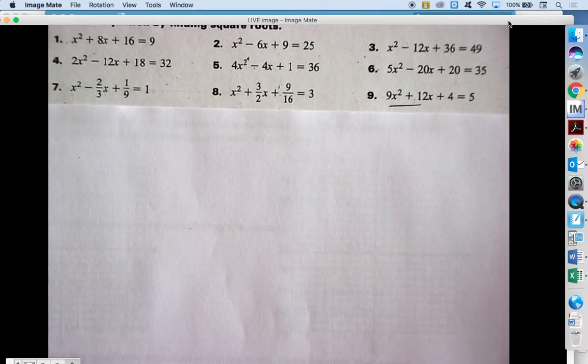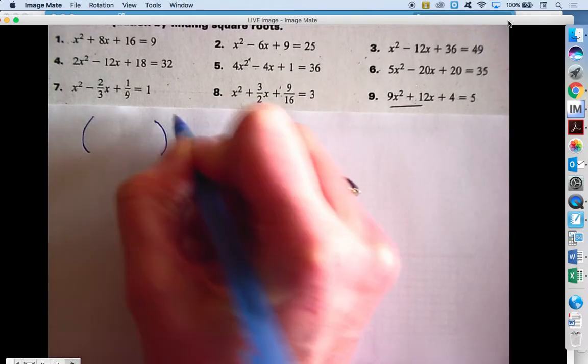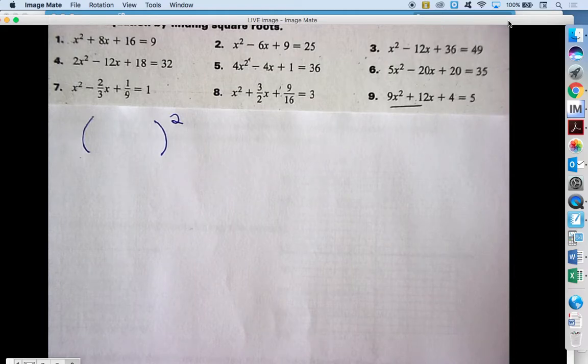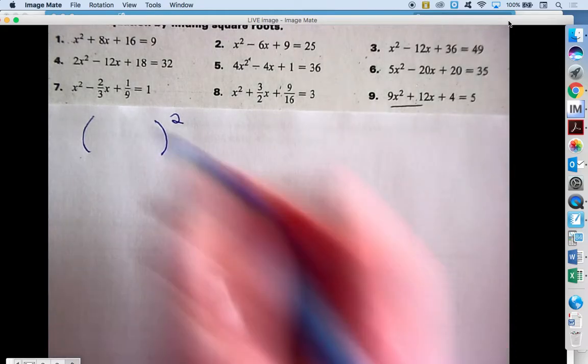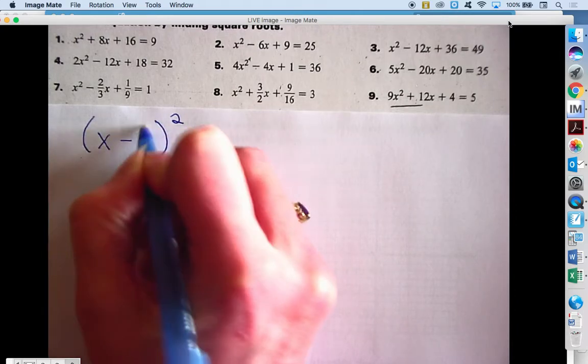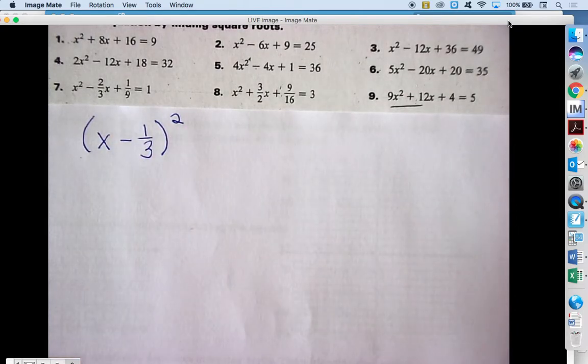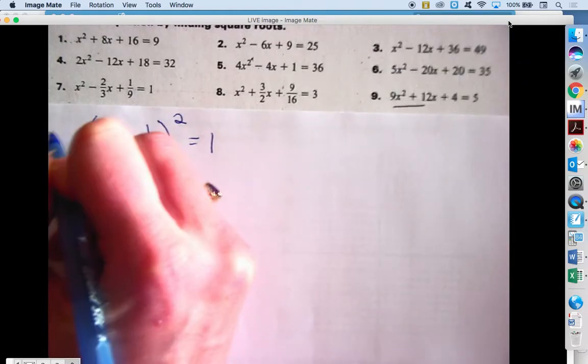So if this is a special pattern that can factor into a quantity squared, what would that special pattern be? So how would it factor into that perfect square trinomial? Chelsea? Minus 1/3 squared. Yeah, so it's x minus 1/3, because the square root of 1/9, if you take the square root of top, the square root of the bottom, you get x minus 1/3. And then that's equal to 1.